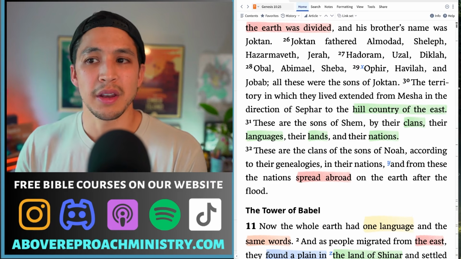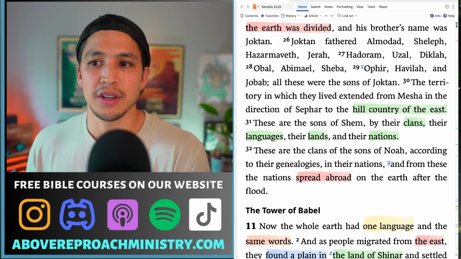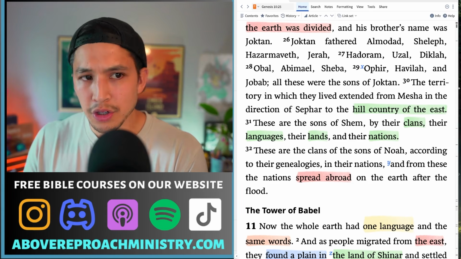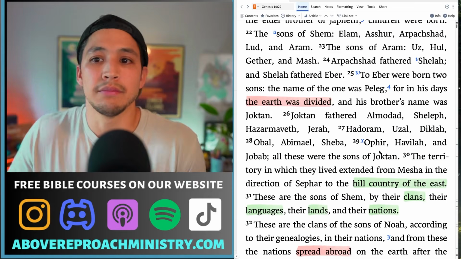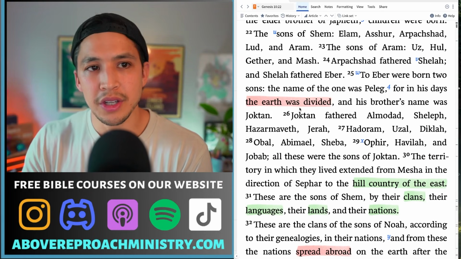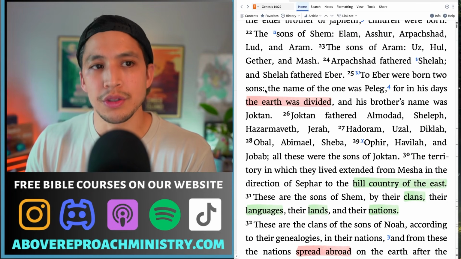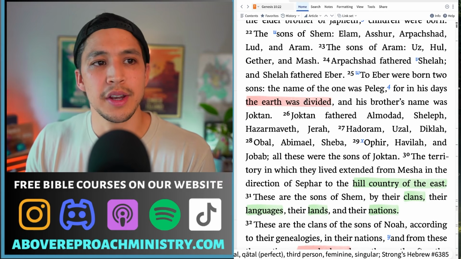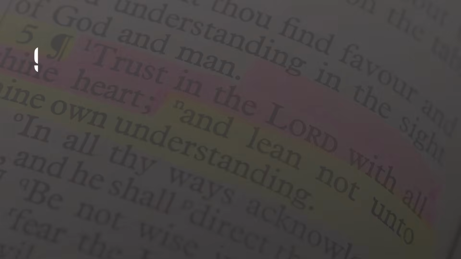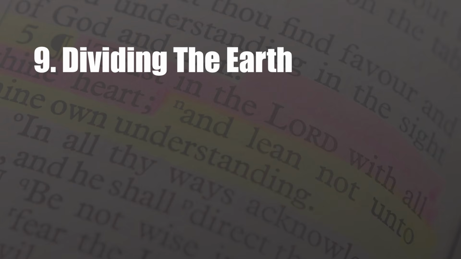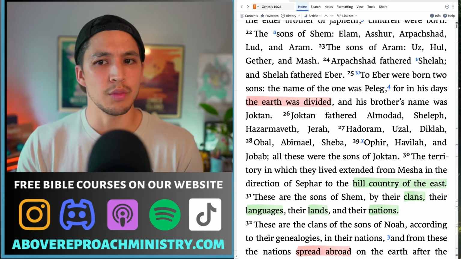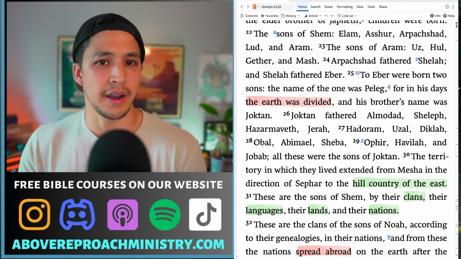So this is all about nations and tongues and lands and countries, and it's setting the tone for the rest of the story. Now, verse 25, I don't know anything about this, but it just says, to Eber were born two sons. The first one's name is Peleg. I just think Pegleg. For in his days the earth was divided. His brother's name was Joktan. So this is an important time marker to reference when he was alive. Like, what time was he alive? Well, when the earth was divided.